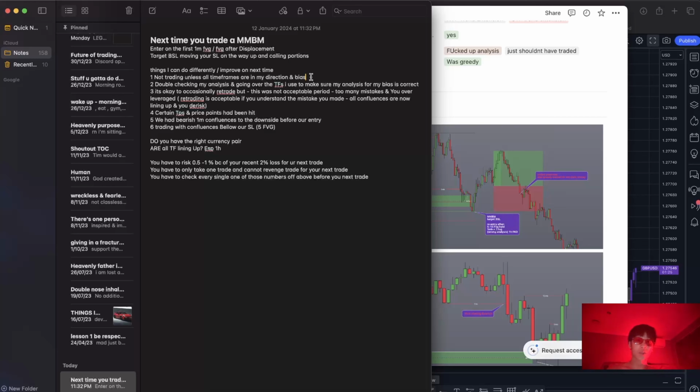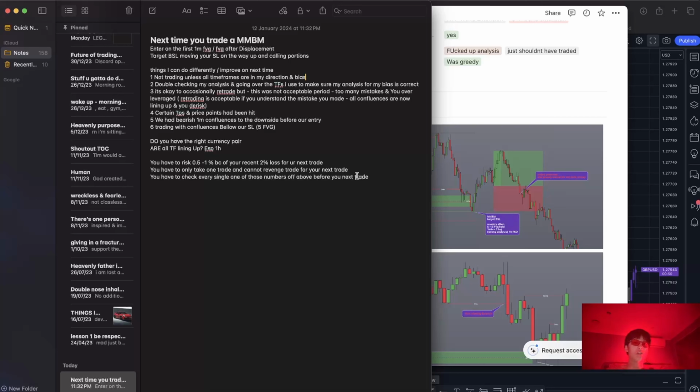Number 2, double checking my analysis and going over the time frames I use to make sure my analysis for my bias is correct. Yeah, I always need to double check because I forgot to double check the 1 hour today, and that led to me taking a trade when I shouldn't have. Not just that, but yeah, it's okay to retrade, but I shouldn't retrade next time. This retrade was not a good trade because I had so many mistakes, like improper analysis and over leveraging.